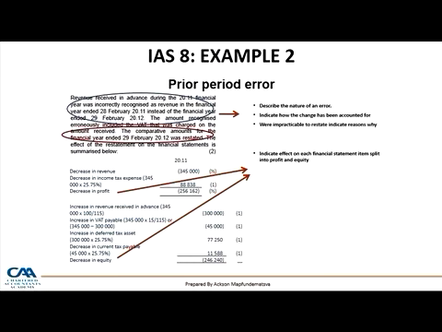Ideally, your movements in your profit or loss should match your movements in your equity. So it should balance out. As you can see, your decrease in profit is 256,162. And your decrease in equity is supposed to be the same as well.